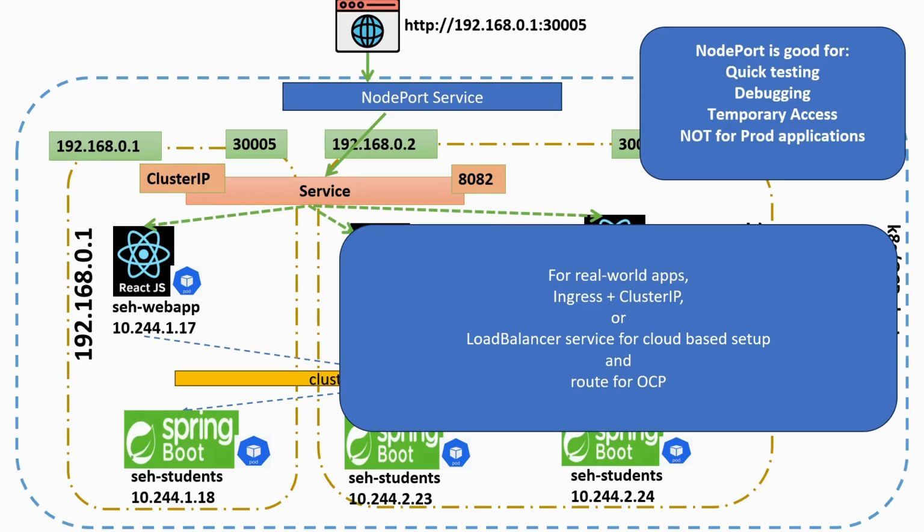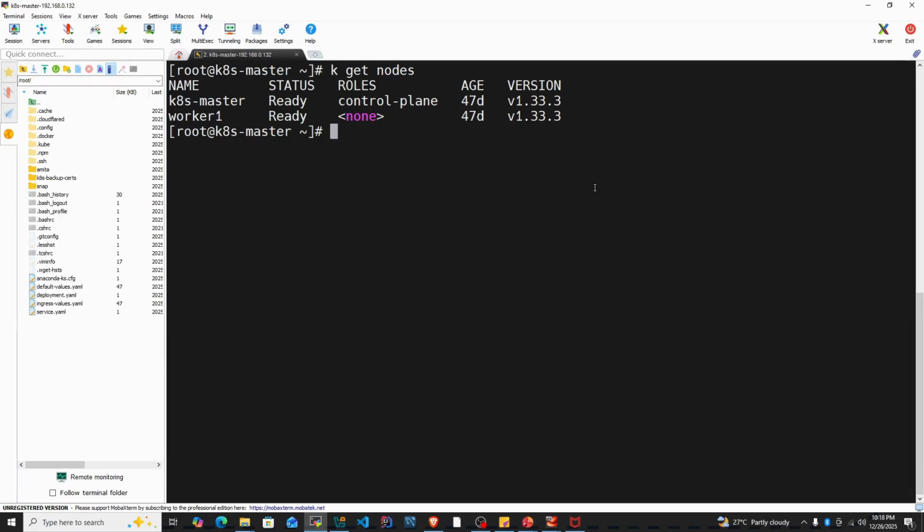Alright friends, now let's do a quick demo. For that, let me take you directly to the Kubernetes cluster. So here we have one master node and one worker node, and both of them are in the ready status. Also, we already have a front-end deployment for our React application, which is SEH web app deployment, and which is currently running.